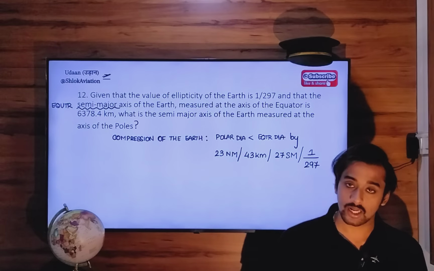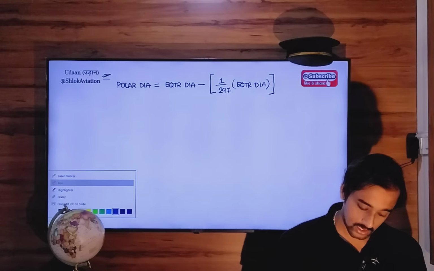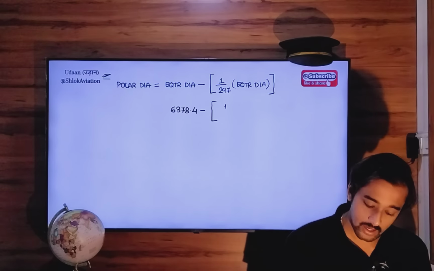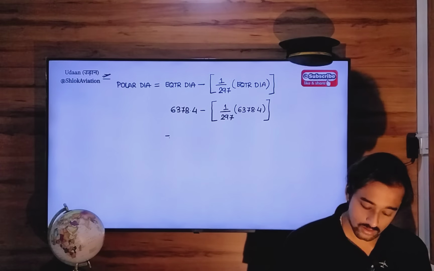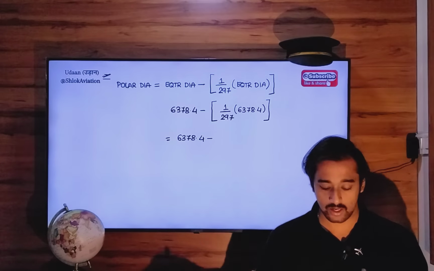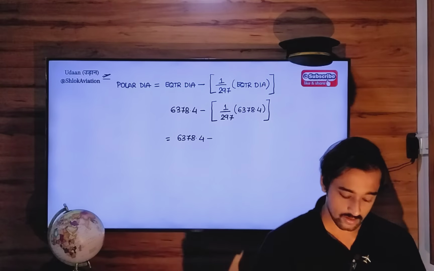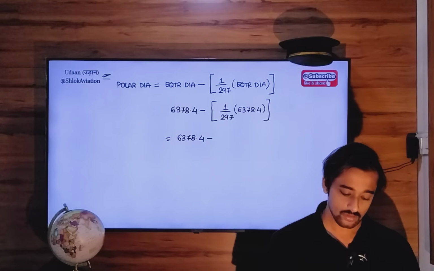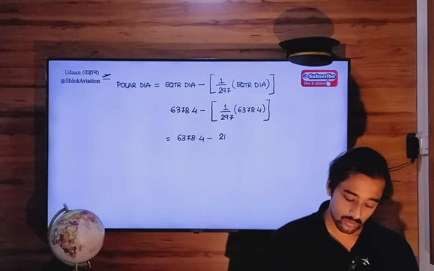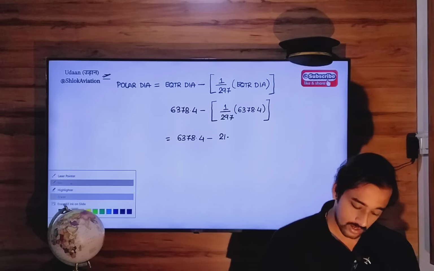Now the equatorial diameter is 6378.4. So 6378.4 minus 1 by 297 into 6378.4, which is 6378.4 minus 6378.4 divided by 297, which is 21.47. So I'm just writing 21.4.